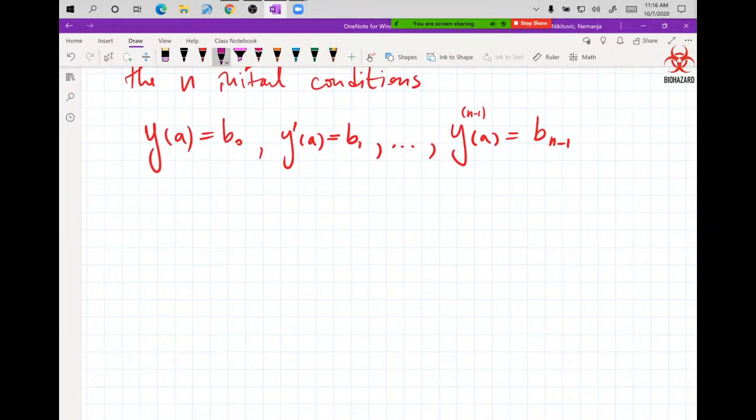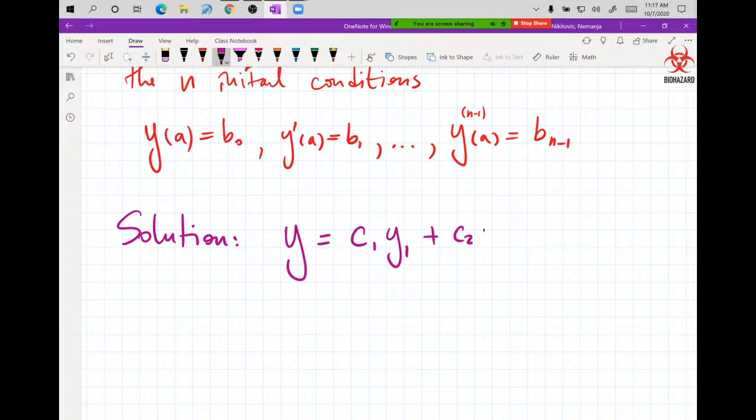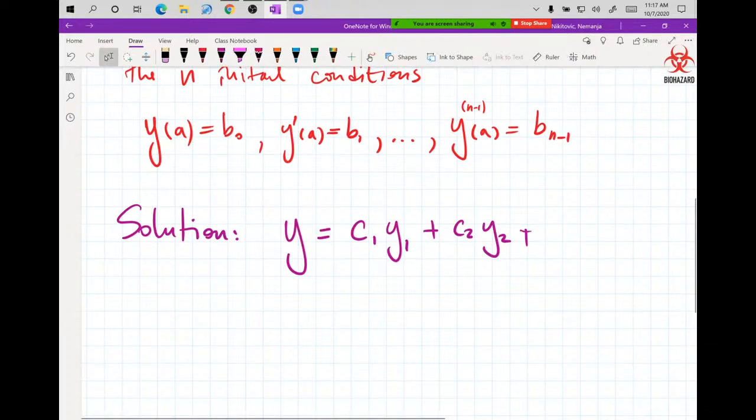Now I'm going to add that the solution, just like last time, is the linear combination of all of your independent solutions. So how many do you have? If you have a 7th order differential equation, you will have y1 through y7 with the corresponding constants c, and you need 7 initial conditions to calculate those 7 c's. And the solution is going to be the superposition of all of them.